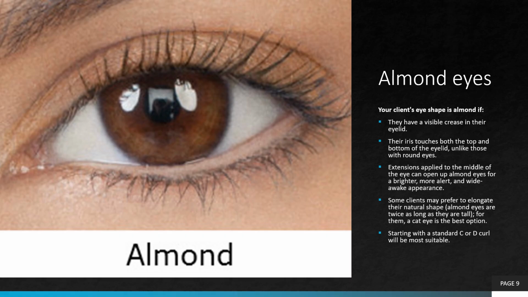Some clients may prefer to elongate their almond eyes, which are usually twice as long as they are tall. For these clients, a cat eye style is the best option as it emphasises the elongated shape and creates a sophisticated, lifted appearance. Starting with a standard C or D curl is typically the most suitable choice for almond eyes.